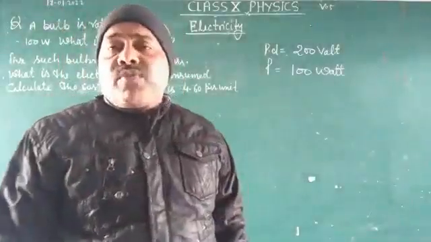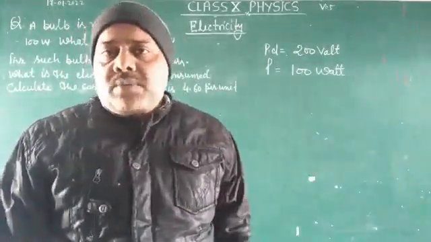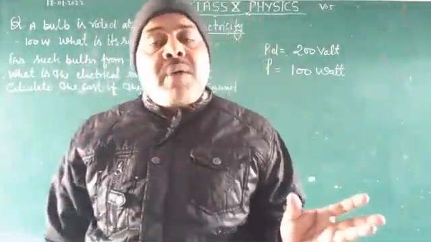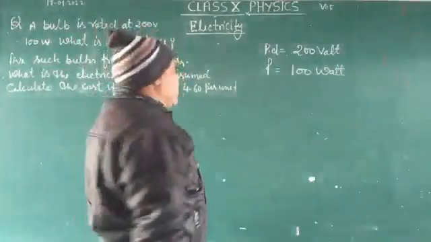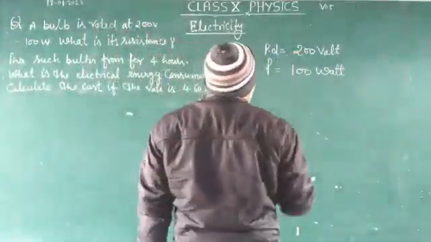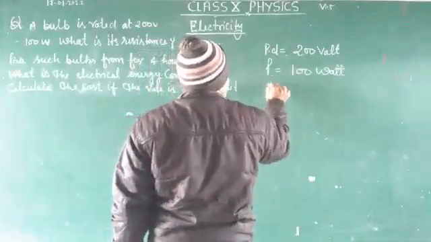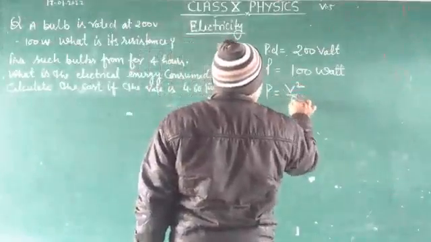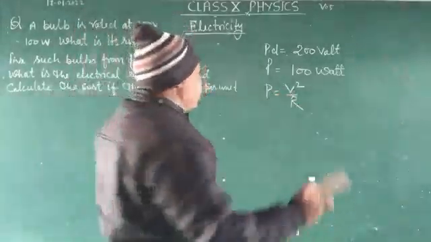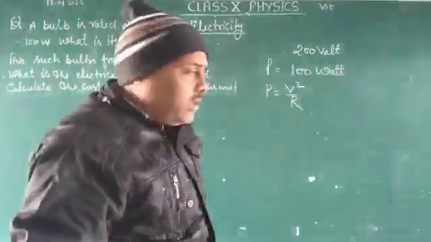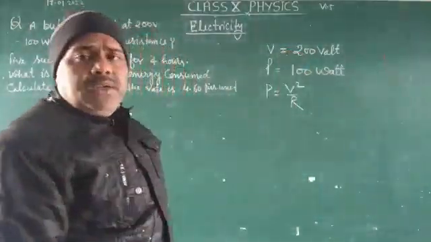I told you, you can find resistance, current and electric potential with the help of electric power, because I have given some relations of electric power with electric potential, electric current and resistance. The potential difference is 200 volt and P is 100 watt. Now we can find the resistance using P is equal to V square upon R. Here V is the potential, given as 200 volt, and P is given as 100 watt.